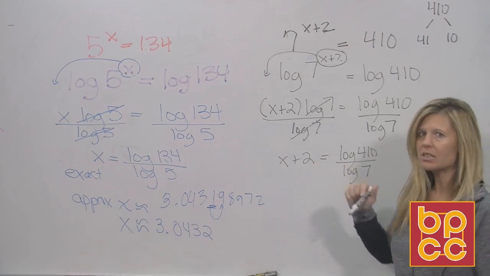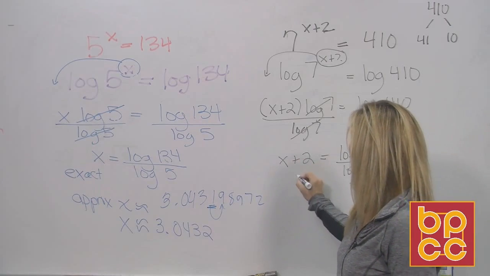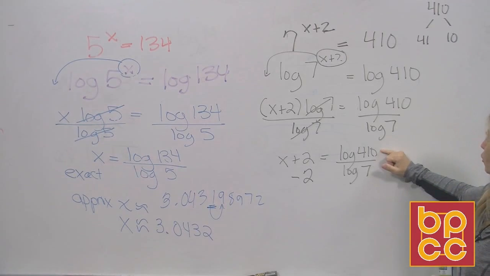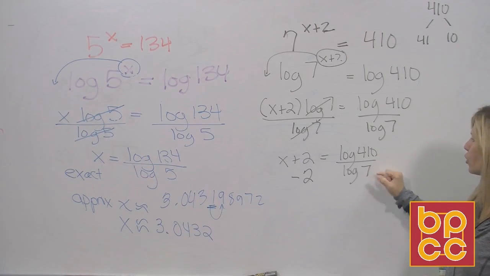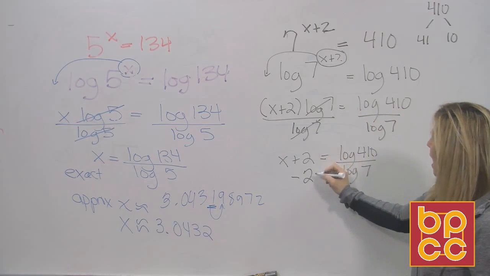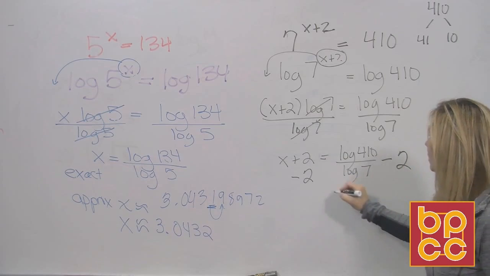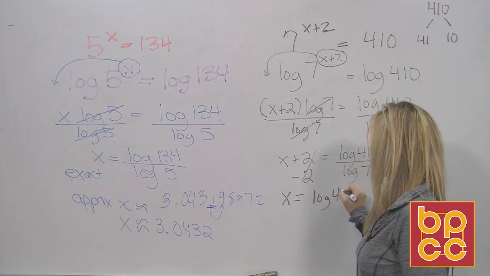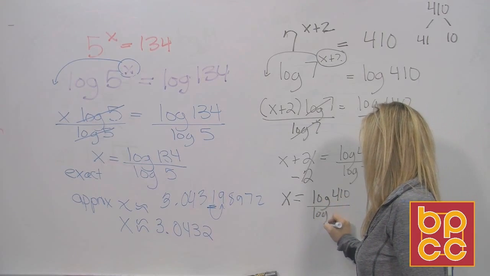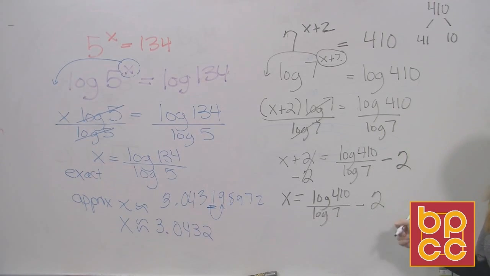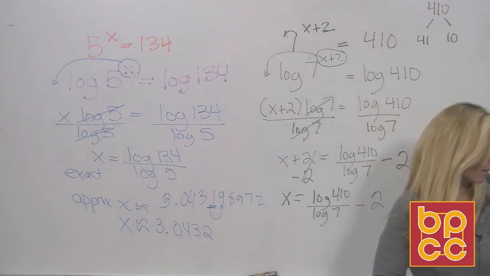Heck no. I don't see x by itself. So to move the add 2, we're going to subtract 2. Here's the big question. Are you subtracting 2 from the numerator, are you subtracting 2 from the denominator, or are you subtracting it from the whole fraction? Very good. You're subtracting 2 from the whole thing, so that's why it goes in the back. So the exact answer is x equals common log 410 divided by common log 7 minus 2. Once you get x isolated and have the exact answer, now you can go use your calculator. So let me go get my calculator.